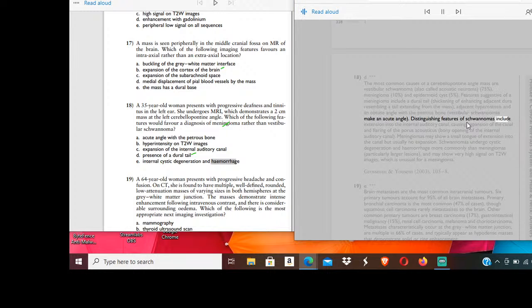Distinguishing features of schwannomas include extension into the internal auditory canal, causing expansion of the canal, and flaring of the porus acousticus, the bony opening of the internal auditory canal. Meningiomas may show a small tongue of extension into the canal but usually no expansion. Schwannomas undergo cystic degeneration and hemorrhage more commonly than meningiomas, particularly larger lesions, and may show very high signal on T2W images, which is unusual for a meningioma. Grossman and Yousem, 2003, 1058.